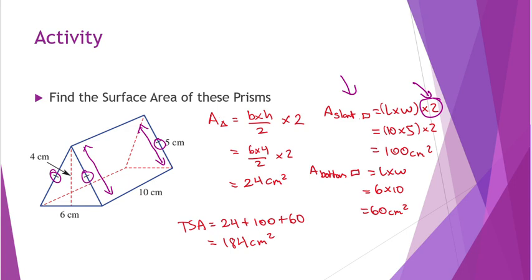Now, in my area of my triangles, which is the front and the back, I've added this times 2 here because there are two triangles that are of the same measurements, okay? That's why I've done so.